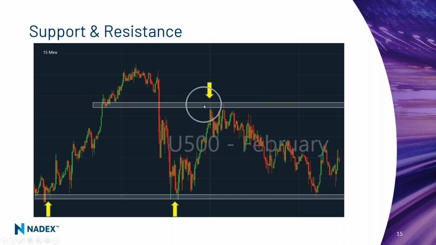Resistance is up above. Resistance are levels where sellers tend to step in. Where do you see sellers stepping in? You can draw and see where sellers come in, and that's resistance. Support is where buyers come in. Resistance is where sellers step in. And that is support and resistance.